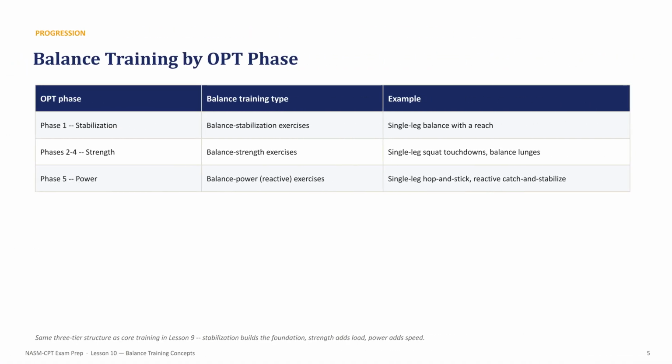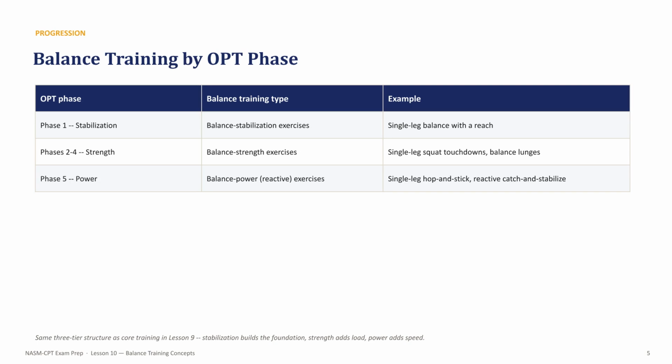Let's talk progression. Phase 1, stabilization. Balance stabilization exercises. A single leg balance with a reach. Phases 2 through 4, strength. Balance strength exercises. Single leg squat touchdowns, balance lunges. Phase 5, power. Balance power or reactive exercises. Single leg hop and stick, reactive catch and stabilize.